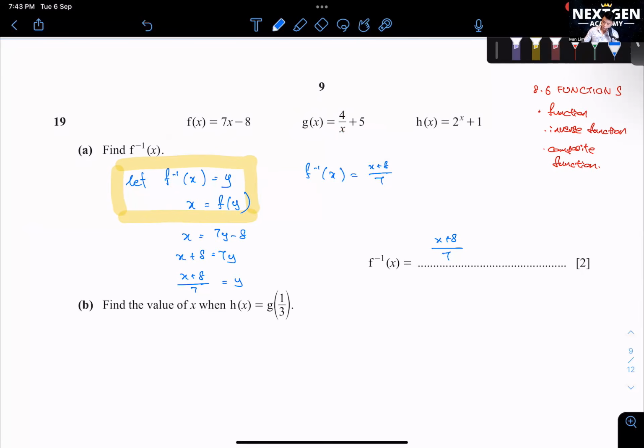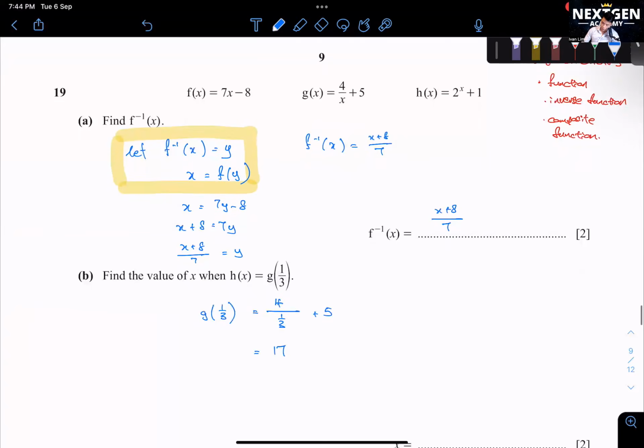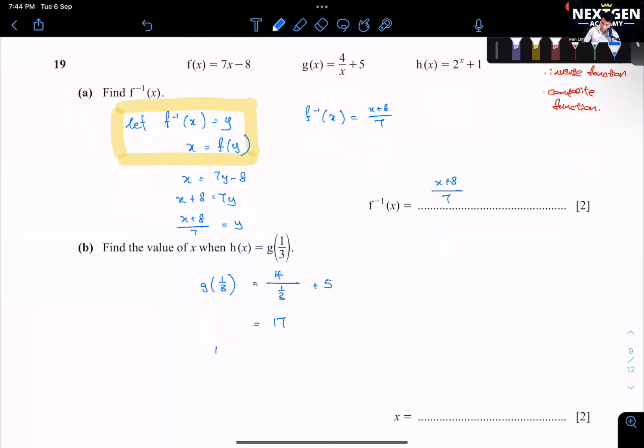Okay? So you see here, hx we know is 2 to the power x plus 1 already. We find what is this first, the g of 1 over 3. G of 1 over 3 is just, I replace my x with 1 over 3 right now. So it'll be 4 over 1 over 3 plus 5. You just type in a calculator. You should get 17. So we want to find this one, hx equals to g of 1 over 3. So hx, you just copy from the question.